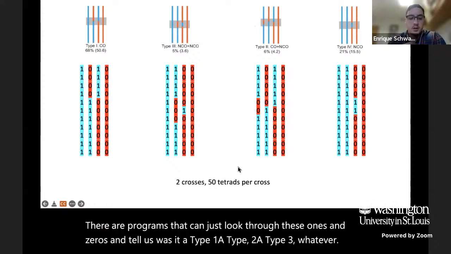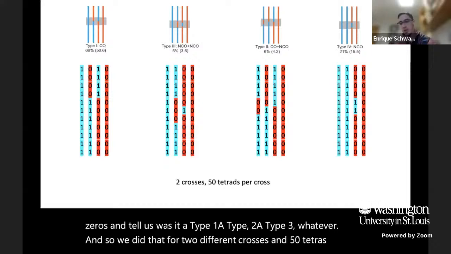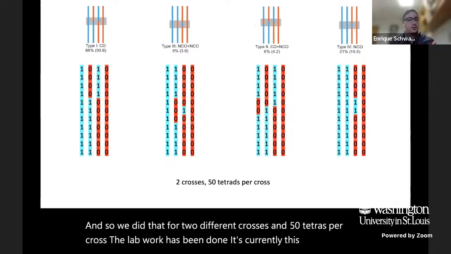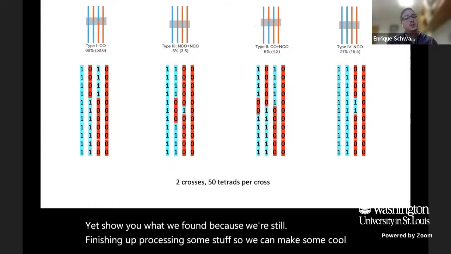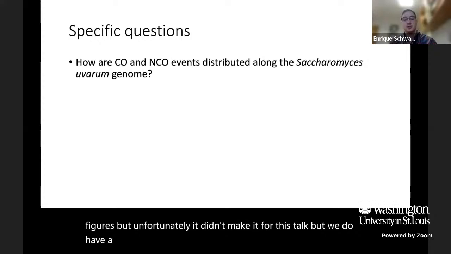And so we did that for 2 different crosses, 50 tetrads per cross. The lab work has been done. This is data that's on my computer. Unfortunately, I can't yet show you what we found because we're still finishing up processing some stuff so we can make some cool figures. Unfortunately, I didn't make it for this talk. But we do have a few specific questions that I can talk about.